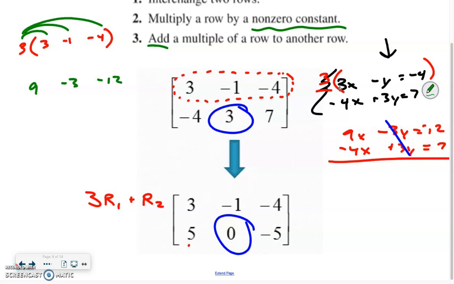We said that we're going to add that to row 2. Row 2 was -4, 3, 7. When I add these, now what do I get? 9 plus negative 4 is 5. Negative 3 plus 3 is 0. Negative 12 plus 7 is negative 5.